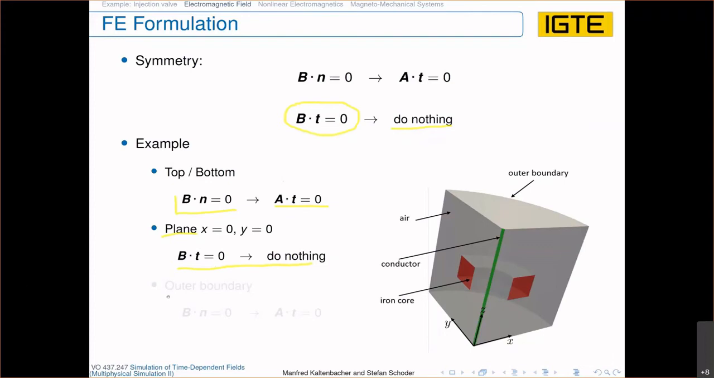And the last case is the outer boundary, where we have to fulfill that B.